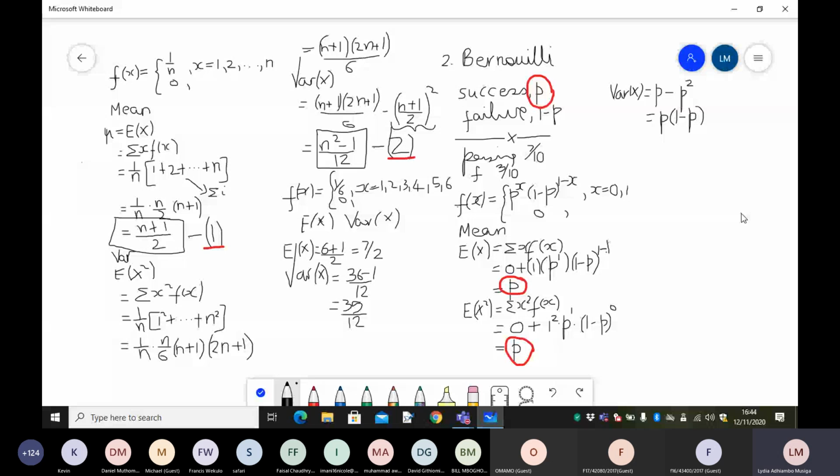It is good for you to know how to handle the two different methods for getting the mean and the variance.